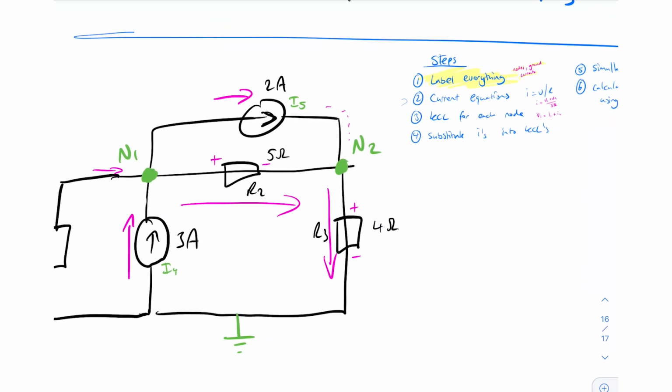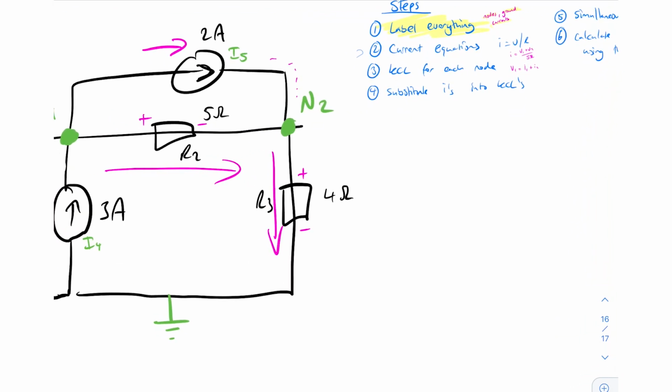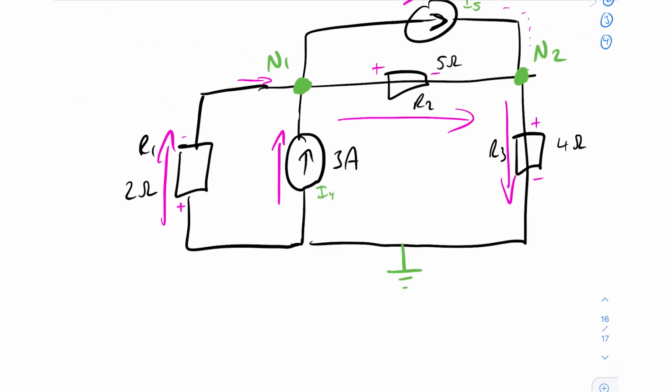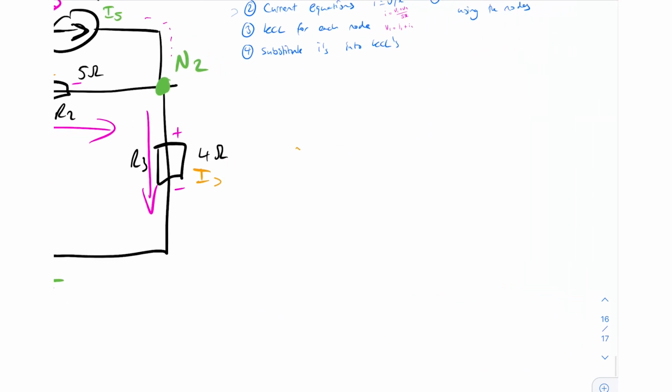Okay, so step two, probably the most important step of the whole thing, is to write all of our current equations. If you don't know what I mean by current equations, what I mean is that the current here is I1. We've said that this one's I4. This one is R2, so the current here is I2. This one's I5, so we've labeled that. This one's going to be I3. So what we have now is we can write the equations for each of our 5 different currents: I1, I2, I3, I4, and I5.